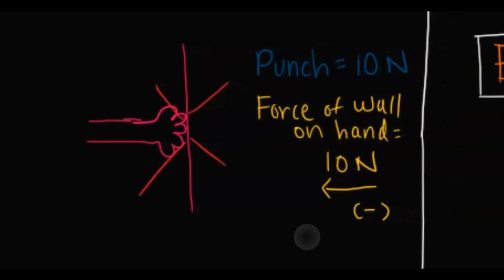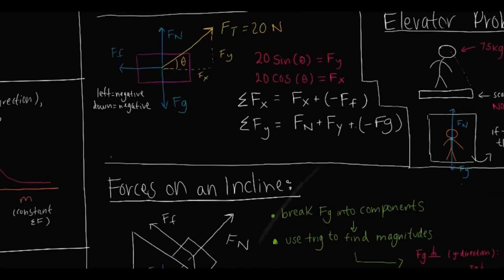So here's a little example. Let's say I punched a wall with 10 newtons of force, right? So the force of the wall on my hand is also going to be 10 newtons, except it's going to be acting towards my hand. And so it's going to be acting in the left, right? And we define the left as negative, and that's why it's equal and opposite.